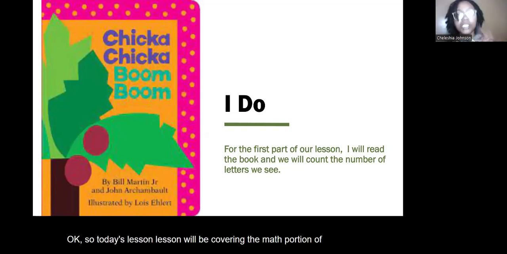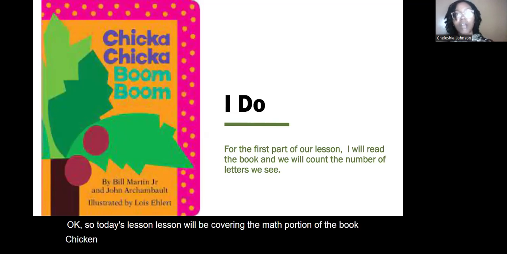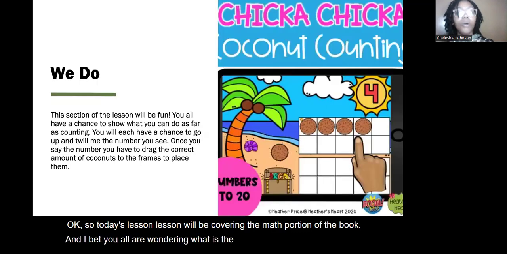The book Chicka Chicka Boom Boom actually covers all 26 letters. So keep that in mind. That's your hint. We do. This section of the lesson will be fun. You all will get a chance to show what you can do as far as counting.